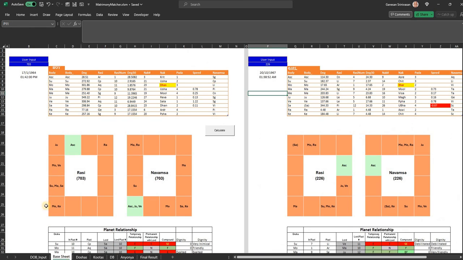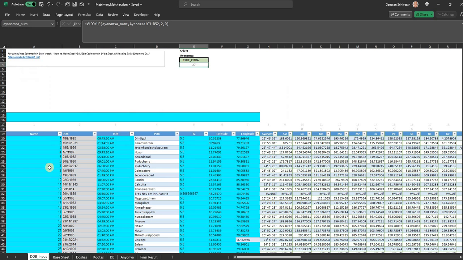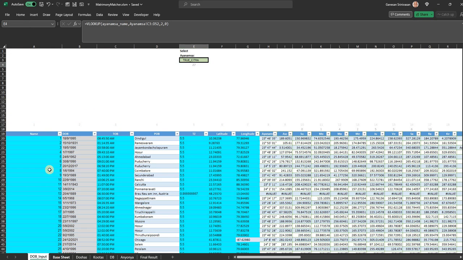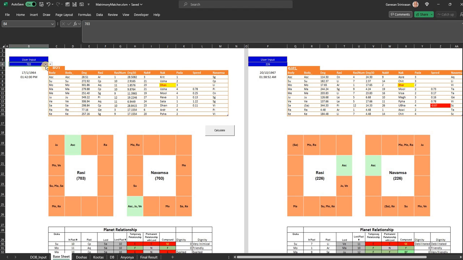If we come to the base sheet, once you have created that, you can choose the boys. This is the boys side, this is the girls side. You can choose the boy's name here. Because it is public, I just put numbers there for the boy's name. You can replace that with your people's names and the details. You just choose the boy's name and the girl's name and press the calculate button and wait for a few seconds. It will populate the Rasi chart for both the boy and the girl.